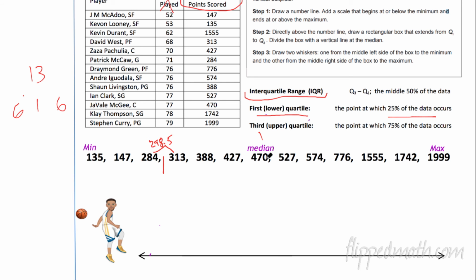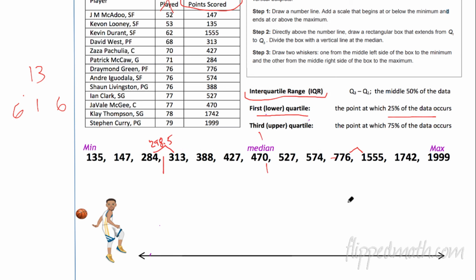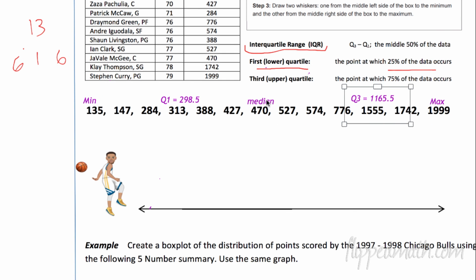Then we need to find the third quartile. So I look at these 6 numbers over here. We don't include the median. 1, 2, 3, 4, 5, 6. And I want to find the third quartile comes between those two numbers. So I need to add those up and divide by 2. And as I said, make sure that you're using parentheses when you're adding up and dividing by 2. So our order of operations is correct. We get 1165.5.